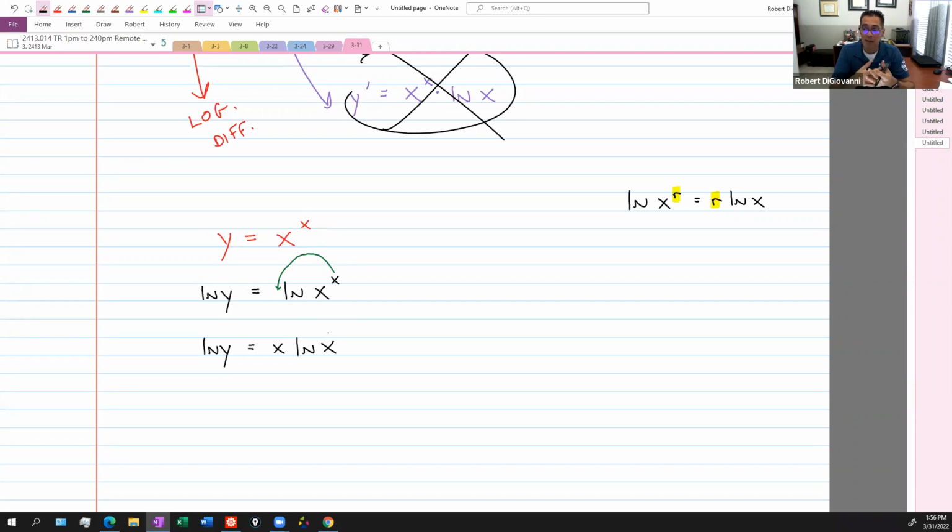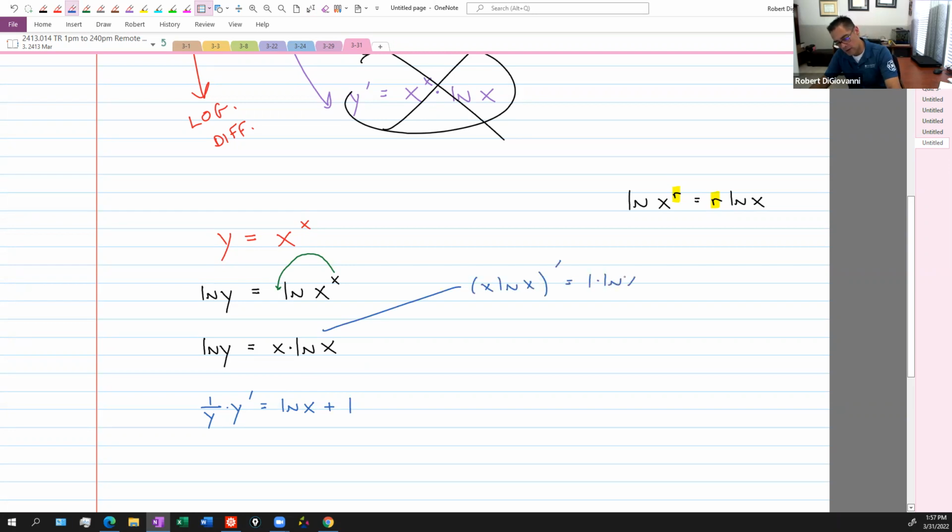And what that's going to allow me to do now is take the derivative. It's become a product instead of something with a variable in both the base and the exponent. And I can do a product rule all day long. So let's do the derivative now. The derivative of the left is 1 over y times y prime. And the derivative of the right is natural log x plus 1. Why is the derivative of this natural log x plus 1?